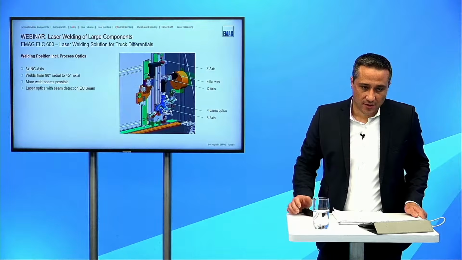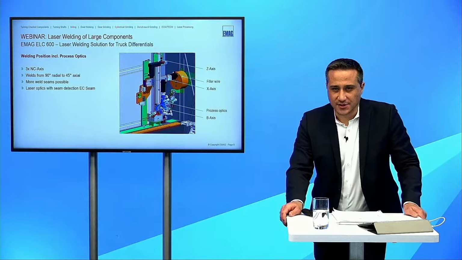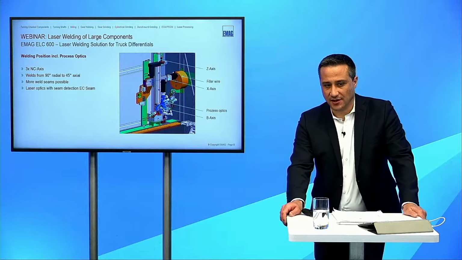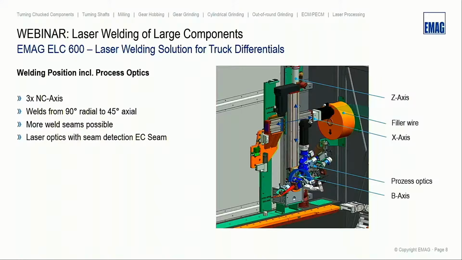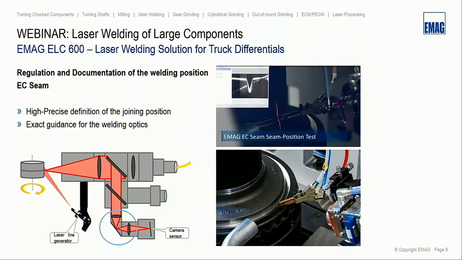To give you a better overview in regards to the flexibility of the welding optics itself, we do have an NC controlled or more NC controlled axis included in the machine, and this is how we are able to realize different weld seams on one workpiece, or different weld seams on a mix of workpiece variances. So you do have a very high flexibility in regards to your product, and therefore we have also implemented our EC seam system, and this is what I want to show you right now.